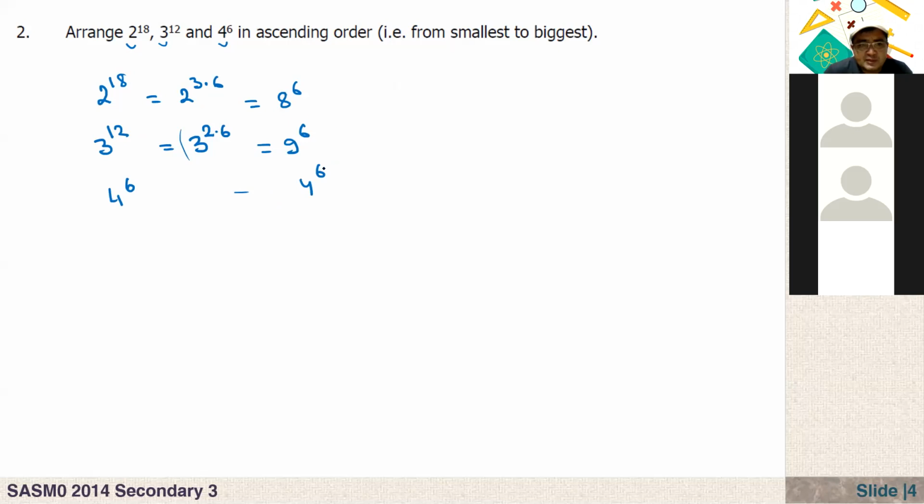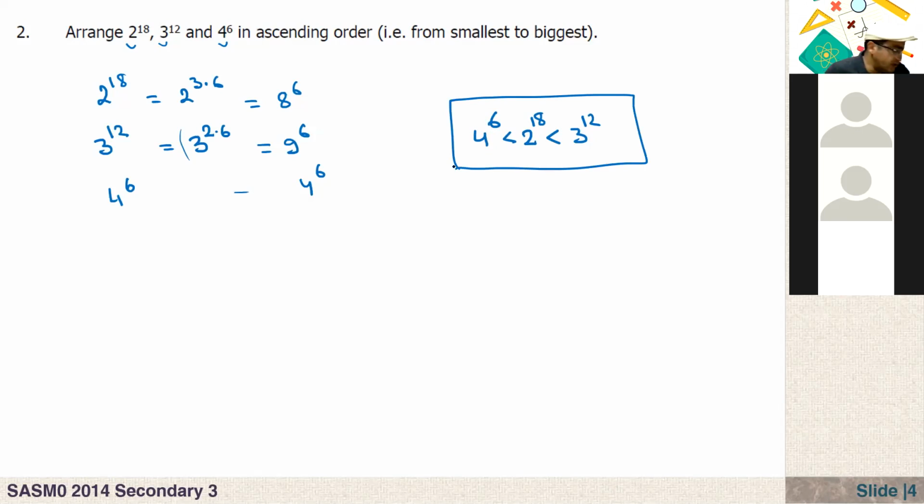Which one is the biggest here? So 9 is the biggest. So it means that here I need to write 3 to the power of 12. After that, which one is the second biggest? It's 8 to the power of 6, so that is 2 to the power of 18. And the smallest one is 4 to the power of 6. So we have just arranged them in ascending order. Okay, Ibrahim. Yes.